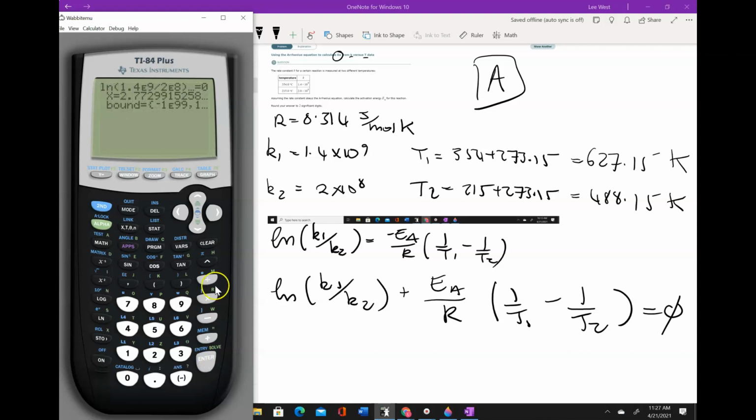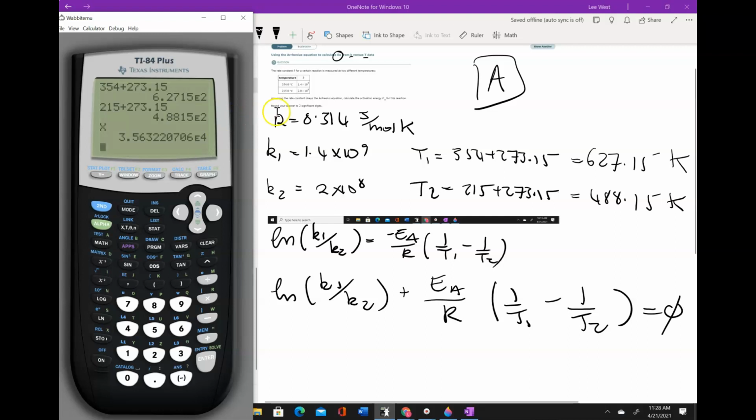Now I'm going to put a guess in for my X. So remember, this is going to return the activation energy in joules. Typical activation energies are a few kilojoules, so why don't we just put in 5,000? And activation energies are always positive numbers. So now I'm going to solve, alpha, solve. And then I'm going to quit out of here, and I'm going to ask the calculator to display X so I can actually see it. And there it is.